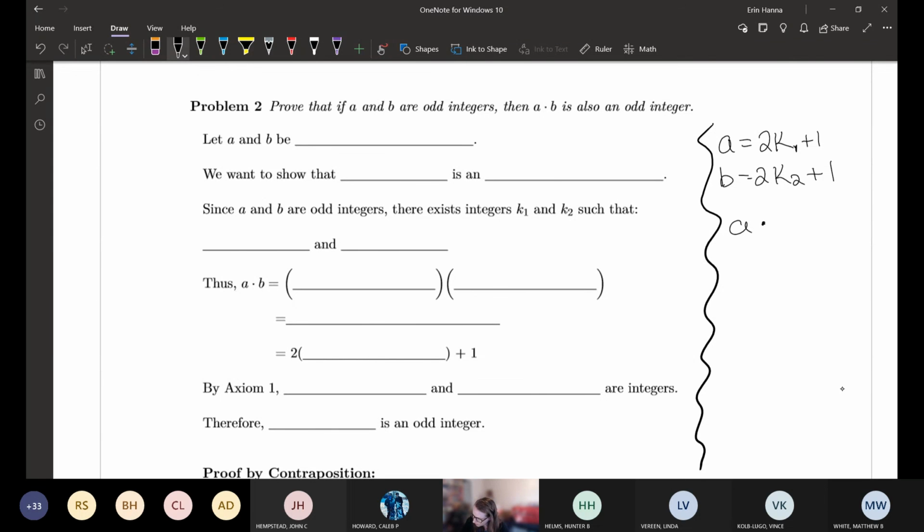And then let me take a look at what a times b would look like. So I'd have (2k sub 1 plus 1)(2k sub 2 plus 1). And then hopefully your algebra is up to snuff, because we're going to FOIL that, first, outer, inner, last, like essentially distribute both terms. So we would get 4k sub 1 k sub 2 plus 2k sub 1 plus 2k sub 2 plus 1.